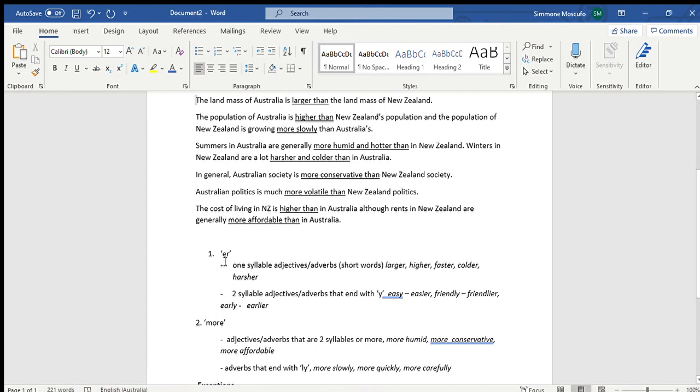All right, also we use ER for two syllable adjectives or adverbs that end with Y. So for example, easy is an adjective. It's two syllables, it ends with a Y, so we say easier. Friendly is an adjective and it's two syllables, ends with a Y, we say friendlier. And then lastly, we could say early. Early is a two syllable adjective, ends with Y, we say earlier.